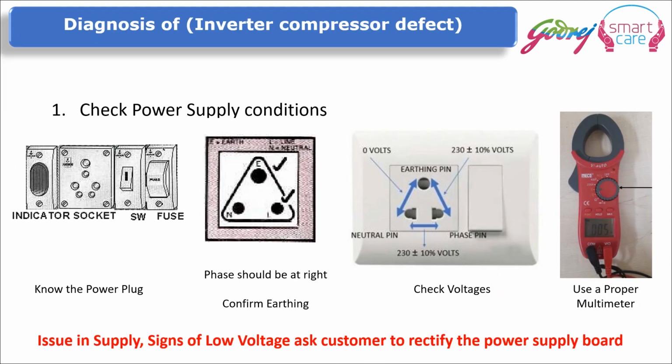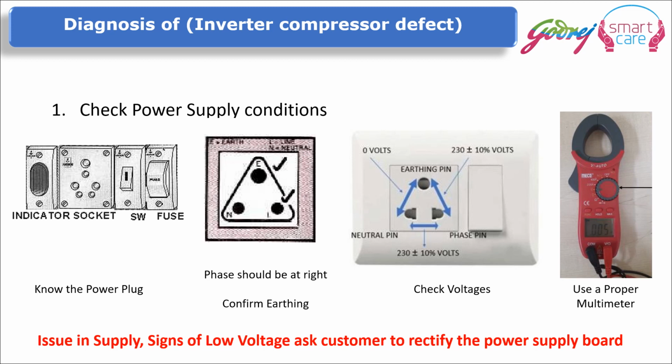First of all, we have to ensure that the supply given to the inverter air conditioner is proper. For that, we have to check the power supply condition. We have to check the power plug. We have to ensure that the phase is at the right position and also confirm the availability of earthing.